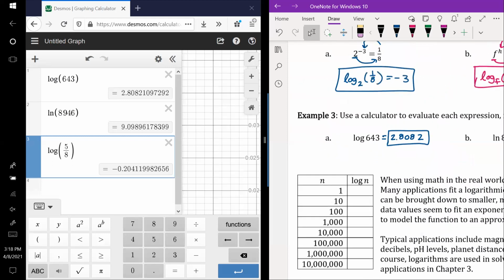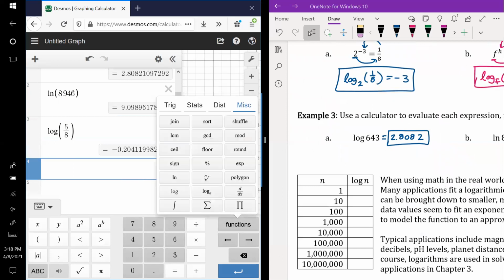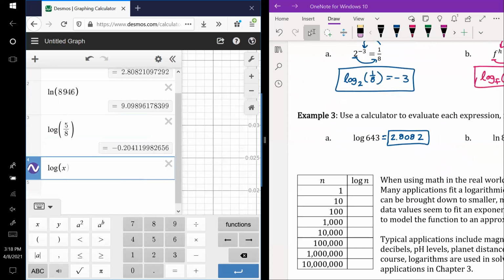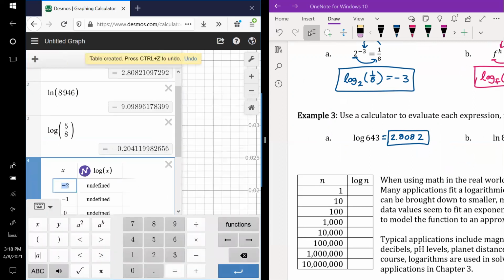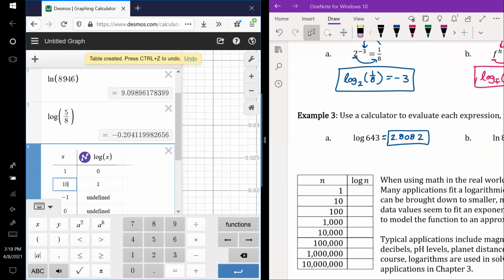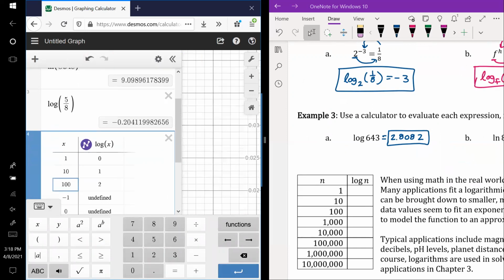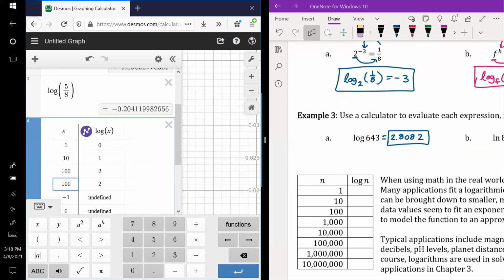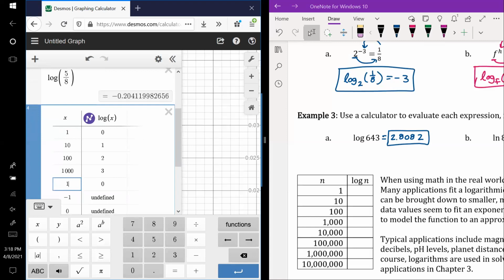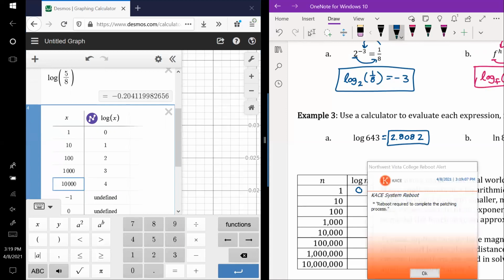So here, I'll just do the log of x. And I'll do my lovely little table. And let's type these numbers in. 1, 10, 100, oops, 1,000, and I'll do 10,000. You should start to see a pattern. So here at 1, we get 0.